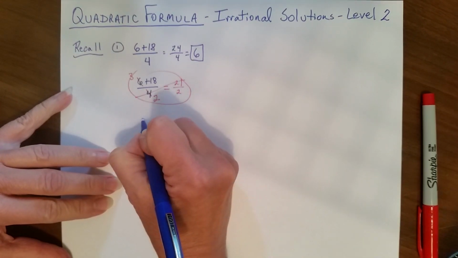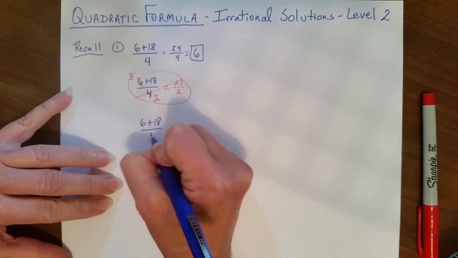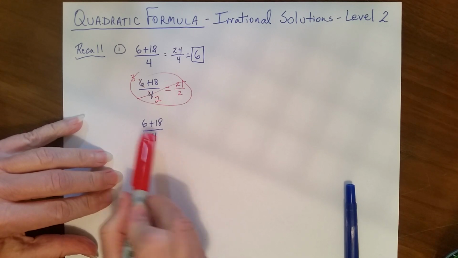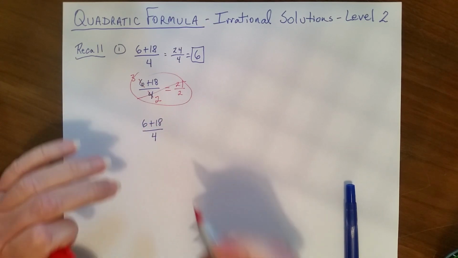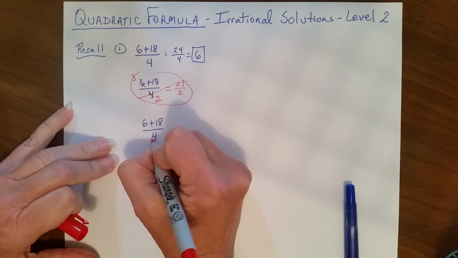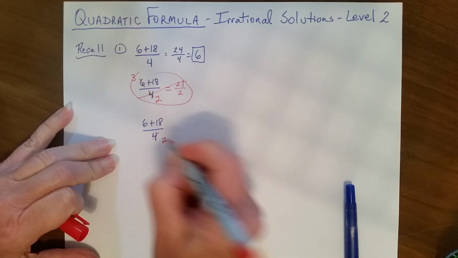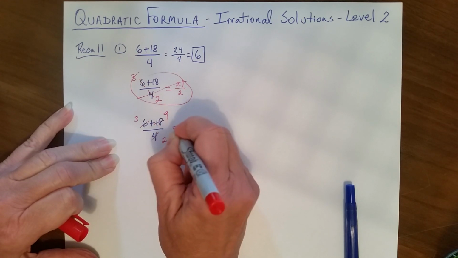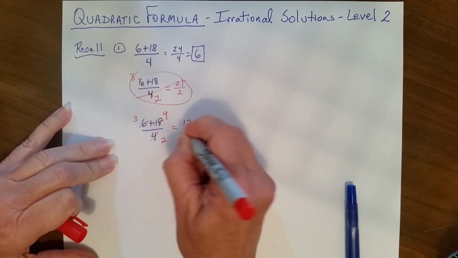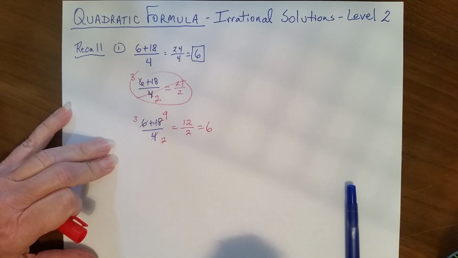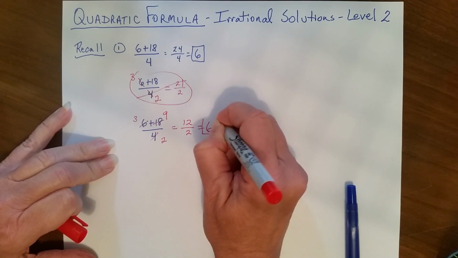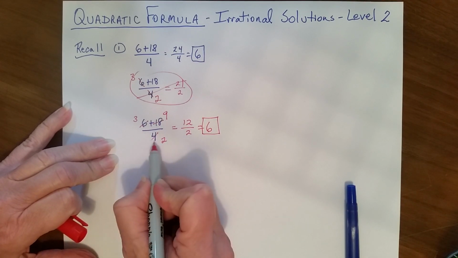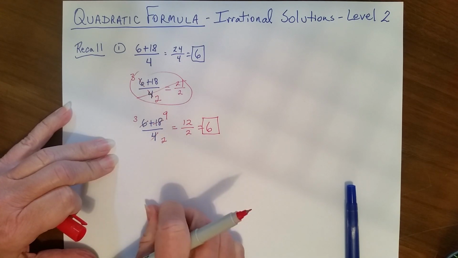So if I wanted to correctly cancel 6 plus 18 divided by 4, I would realize that each of the 3 terms is divisible by 2. So I would divide that. 4 divided by 2 is 2. 6 divided by 2 is 3. 18 divided by 2 is 9. 3 plus 9 is 12. And 12 divided by 2 is in fact 6. So that would be the correct way to cancel. You have to cancel between all 3 terms. Okay? That's something I want you to keep in mind.